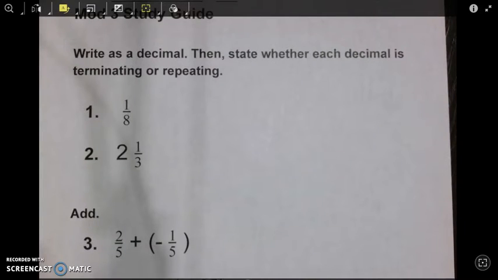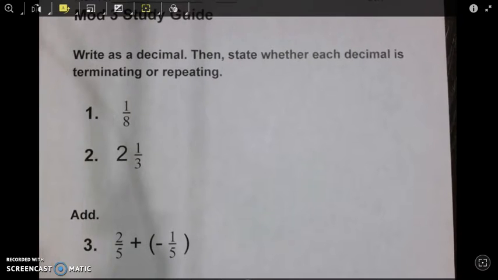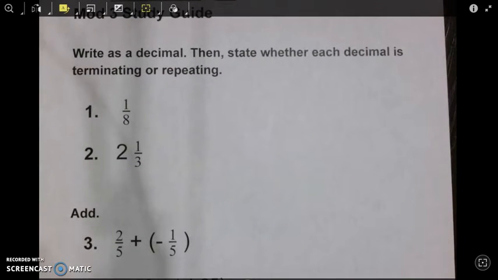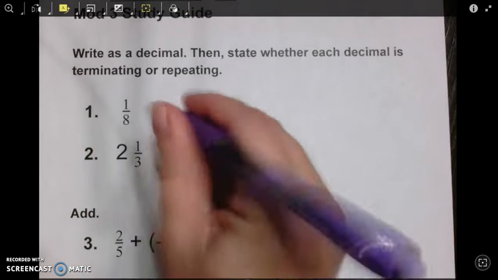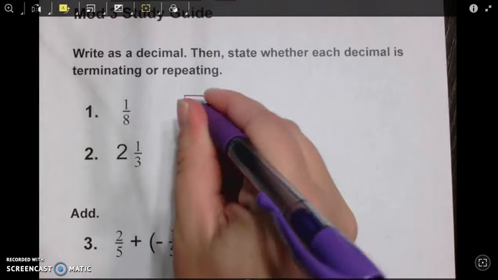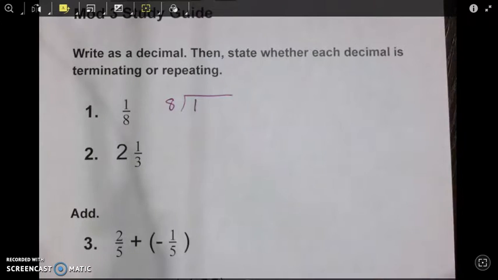Alright, in this video I'm going to go over all the questions on the study guide to help you prepare for your quiz tomorrow. So in these ones we have to write as a decimal, so this is 1 divided by 8. So we actually are going to do long division and do 1 divided by 8 like this.